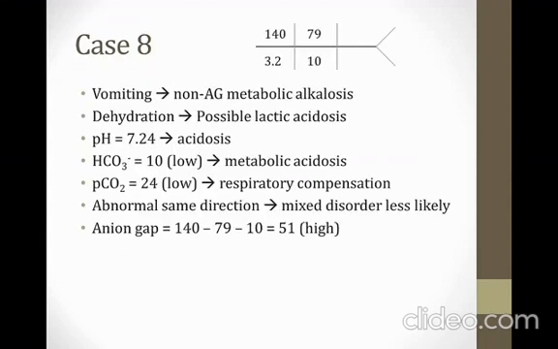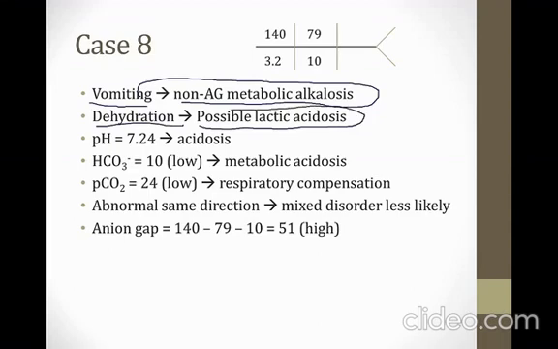So once again, we've got to look carefully at that question stem. She's been vomiting, so we expect a non-anion gap metabolic alkalosis. She also is dehydrated. Anytime you see a severely dehydrated person, especially someone who may be in shock, you have to wonder if there's going to also be a lactic acidosis, which would give an anion gap metabolic acidosis. So let's look at the numbers.